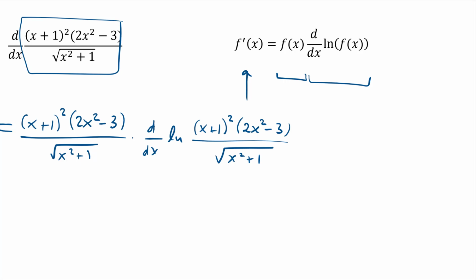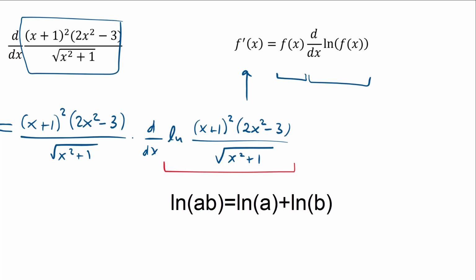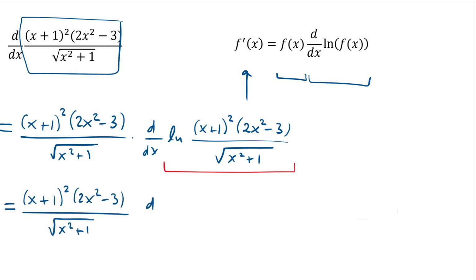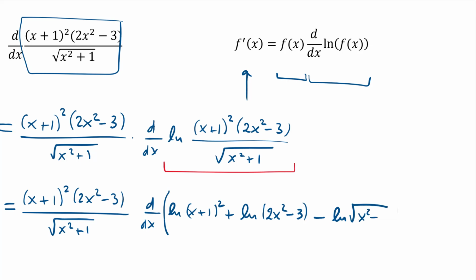Before we start differentiating, we want to work a little bit with properties of logarithms. Here we have a product and a quotient. When you have the product in terms of logarithms, we can decompose it as the sum of the two logarithms. And when you have the quotient, you can actually have the difference. So we can rewrite as the derivative of the natural log of x plus 1 squared, plus the natural log of 2x squared minus 3, minus the natural log of the square root of x squared plus 1.